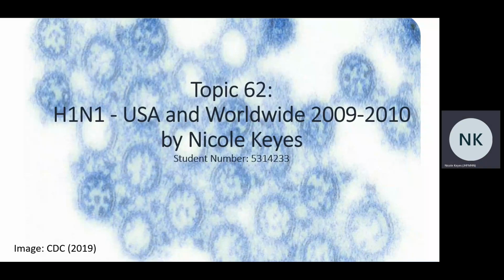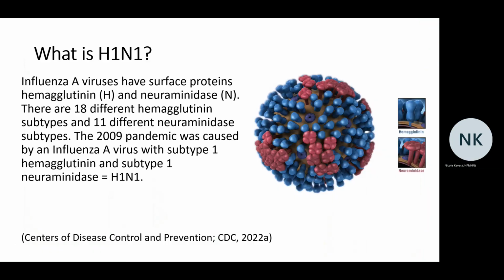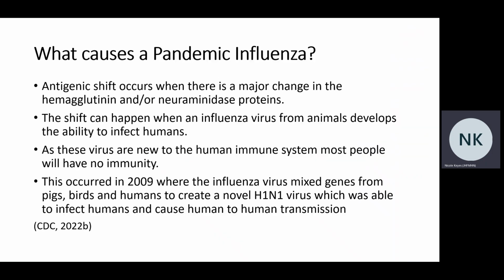Keys, and I will be presenting topic 62, H1N1, USA and worldwide 2009 to 2010. First of all, let's discuss what is H1N1. So influenza viruses have surface proteins called hemagglutinin, represented by H, and neuraminidase, represented by N. There are 18 different hemagglutinin subtypes and 11 different neuraminidase subtypes. The 2009 pandemic was caused by an influenza A virus with subtype 1 hemagglutinin and subtype 1 neuraminidase, therefore H1N1.